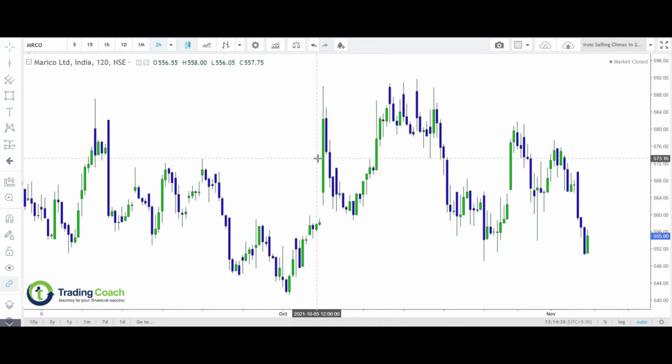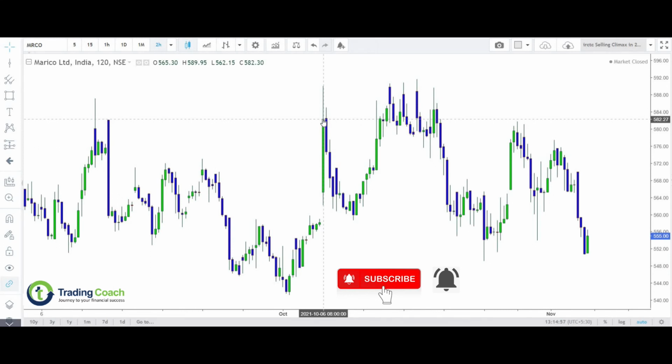Now let us look at an example of a bearish wick retest trading setup. So right now I'm looking at Marico Limited on the 2-hour time frame. In this particular chart, first of all, you can notice a very good wick over here, right? All the way from here to here, we can see a very nice upside wick, and the wick has extended from 582 all the way till 589. That is, somewhere from 582 to 590, we can see a nice upper wick.